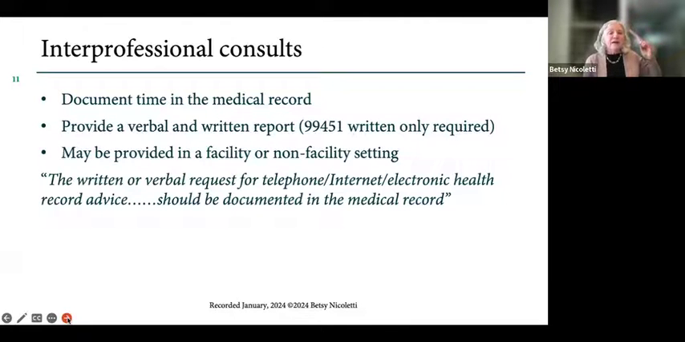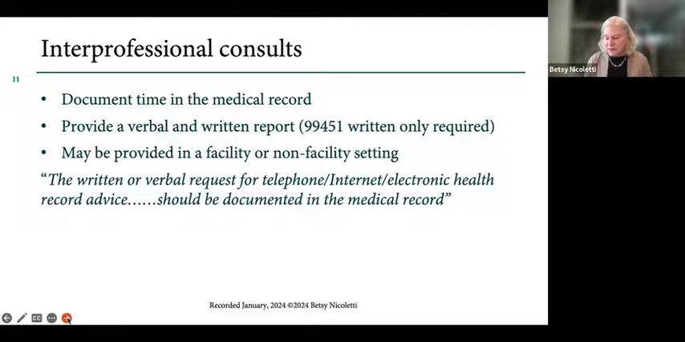The verbal or written consent has to be documented in the medical record. You've got to document time in the medical record. Whenever we use time to select a code, time has to be documented. We have to have a verbal and written report given back to the requesting clinician. For 99451, you don't need to actually talk to the requesting clinician. A written report only is required. It can be done in a facility or non-facility setting. And you have to document it, and it's got to stay as part of the permanent record. The written or verbal request should be documented in the medical record.